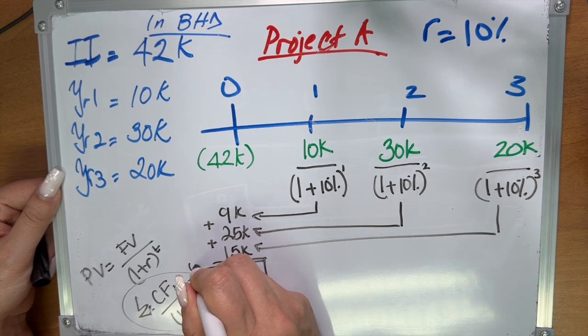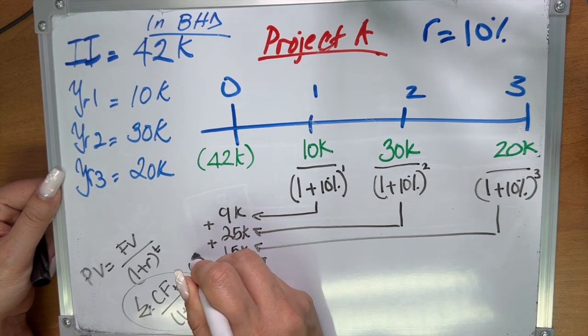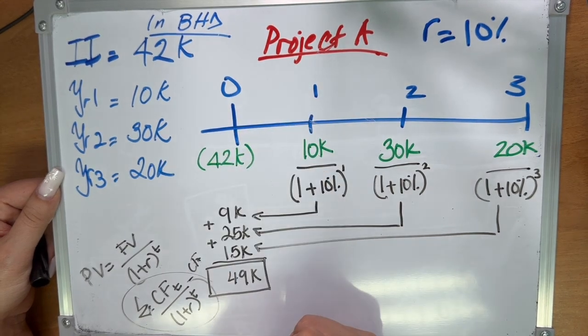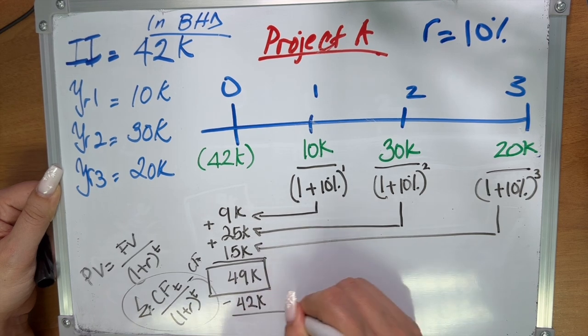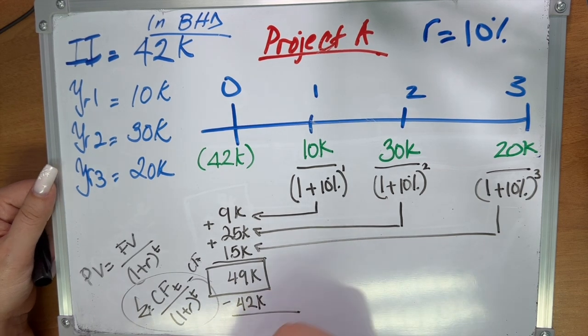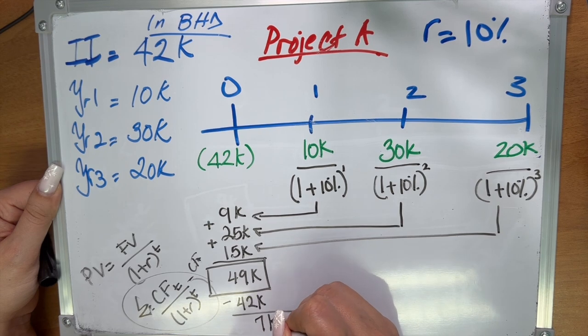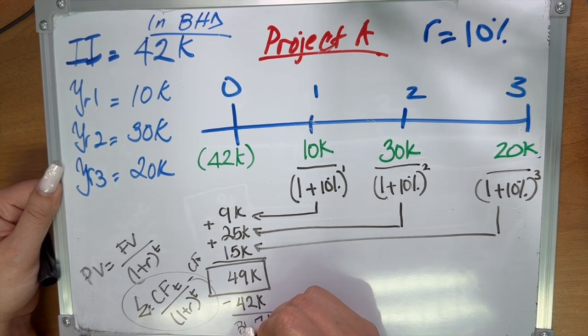Okay? So last step, remember what was it? Minus the initial investment or cash flow at time 0, which is 42,000. So minus 42,000. What are you going to get? The answer is 7,000.